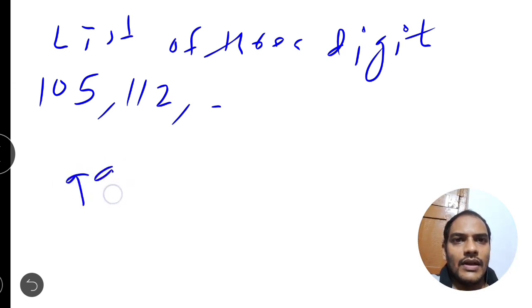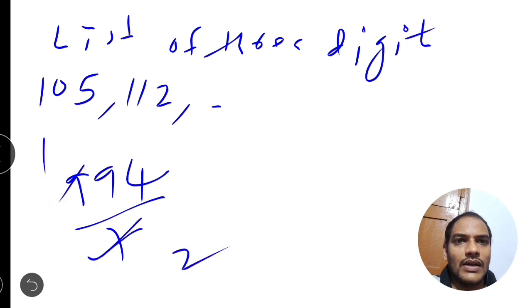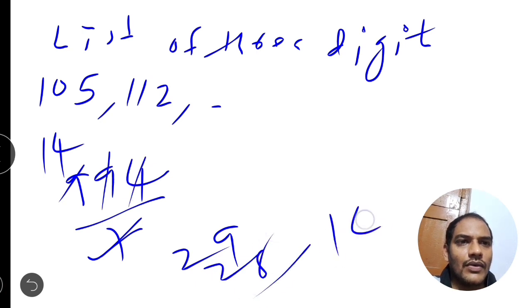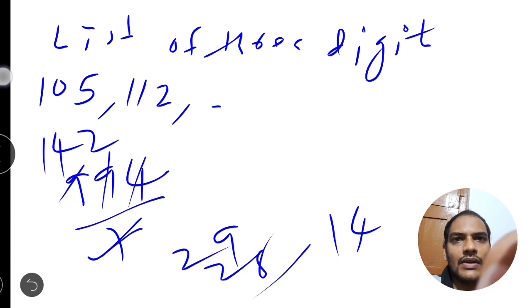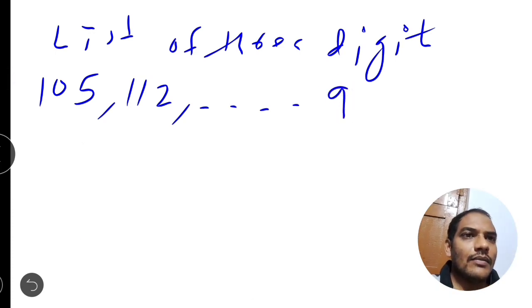So 994. Let's verify with 7. 7 ones are 7, 2 remainder. Next 9. 7 fours are 28, 1 remainder. Next 4. 7 twos are 14. So it is exactly divisible by 7. So the last three-digit number is 994.